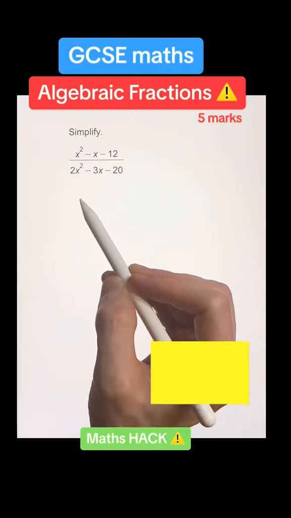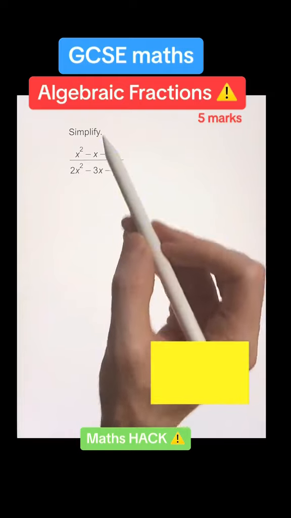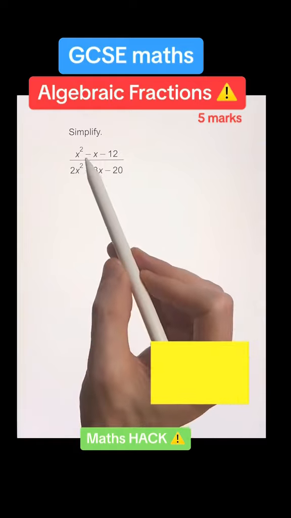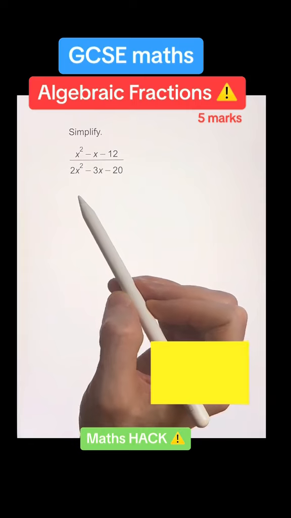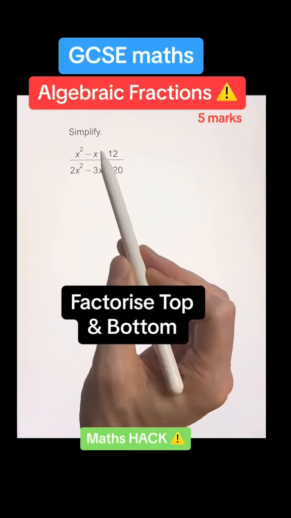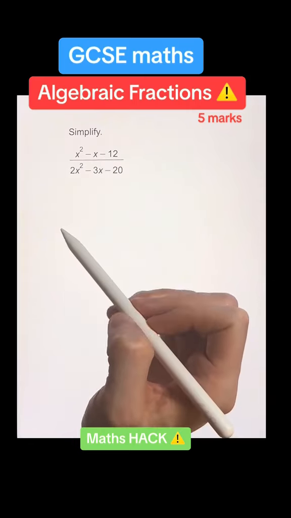Easiest 5 marks ever on GCSE Higher. If we're simplifying an algebraic fraction and we see pluses and minuses on the top and the bottom, our first step is we must factorise the top and the bottom before cancelling any common factors.